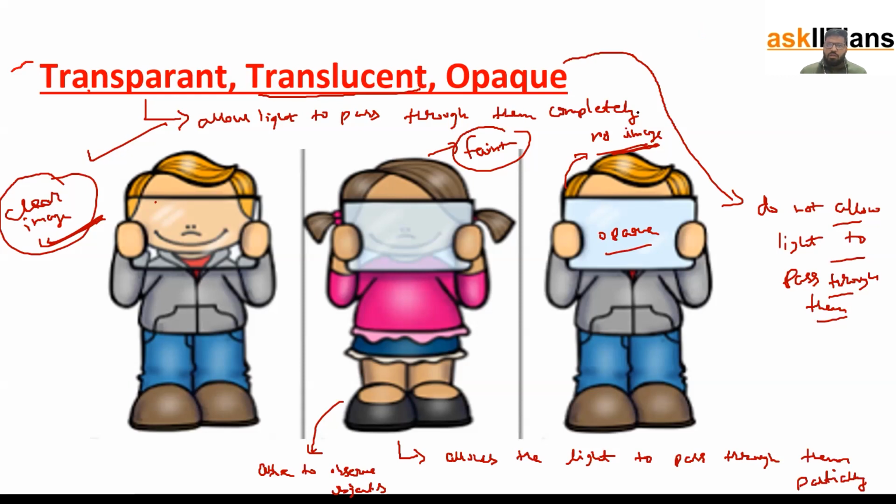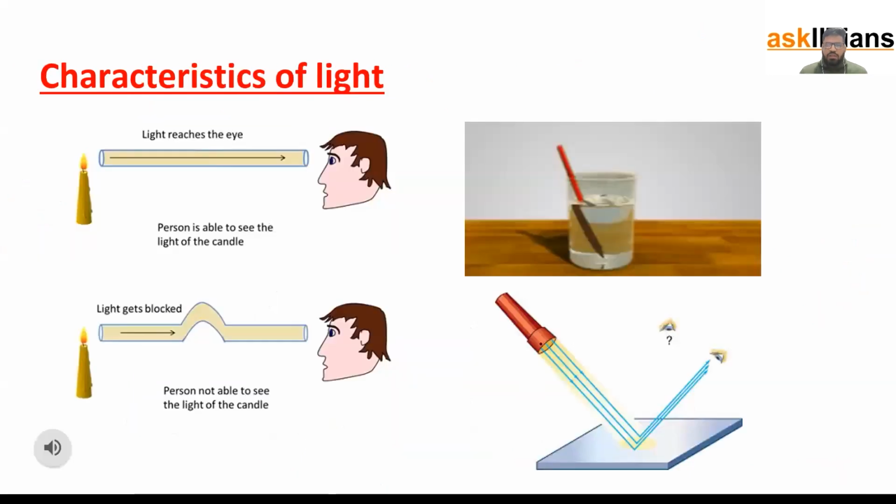Okay. So I think now that this basic bifurcation of transparent, translucent and opaque objects is also clear. Okay. So we'll move forward now. The basic idea we are going to get in the next slide is the characteristics of light.